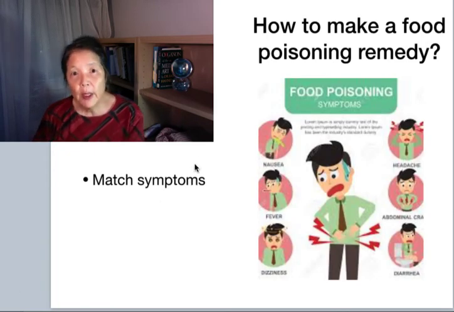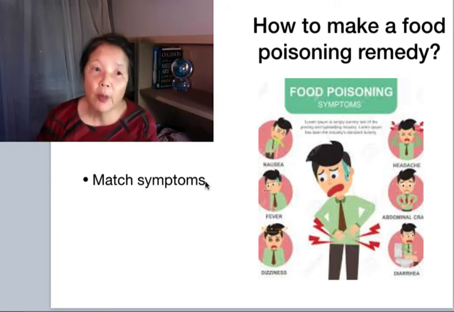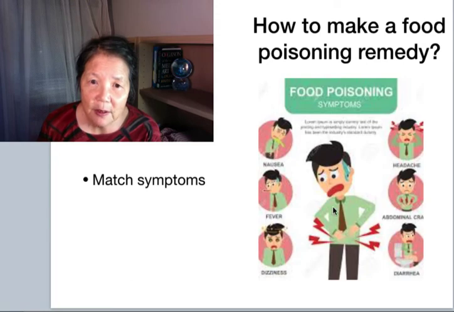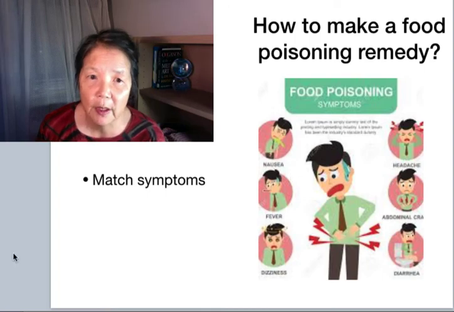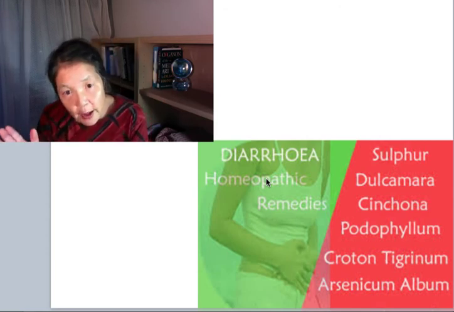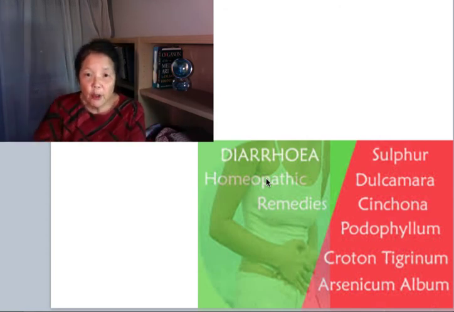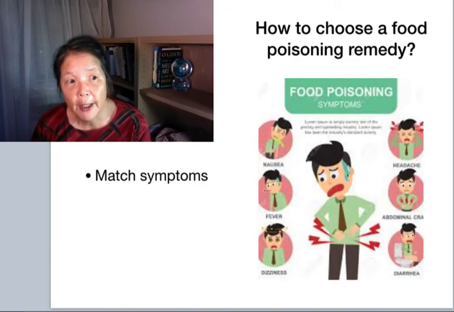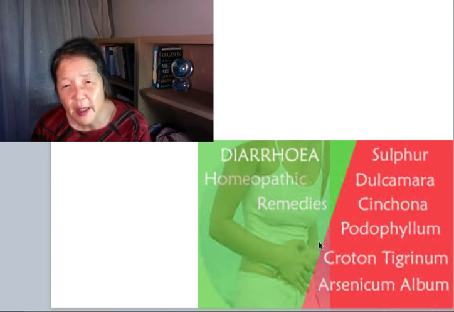In this case, in homeopathy, in order to make a remedy, what we do is we match the symptoms. And these are typical kinds of symptoms of food poisoning. So we're looking for a remedy that will match all of those symptoms. Now, if we're just looking at diarrhea, the list is much, much longer than this. But this is a list of some basic homeopathic remedies that you might have in your home remedy kit, that way you could match symptoms. But the problem is there are too many remedies to match here, just for diarrhea.